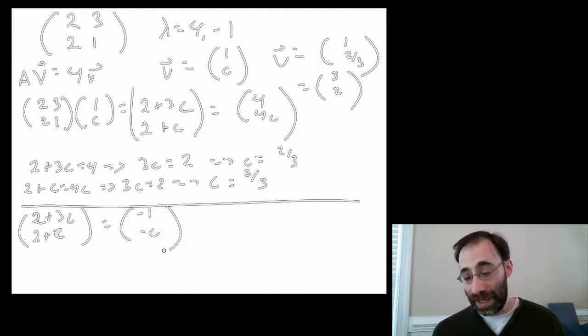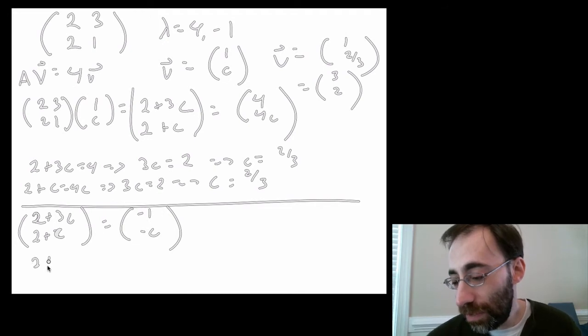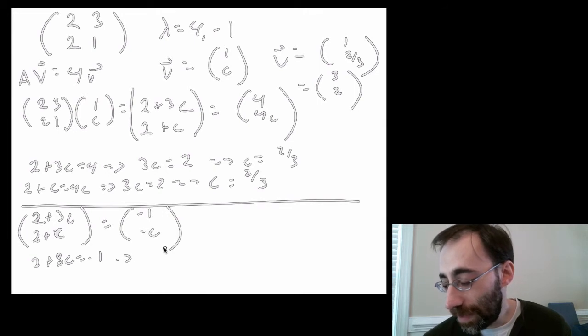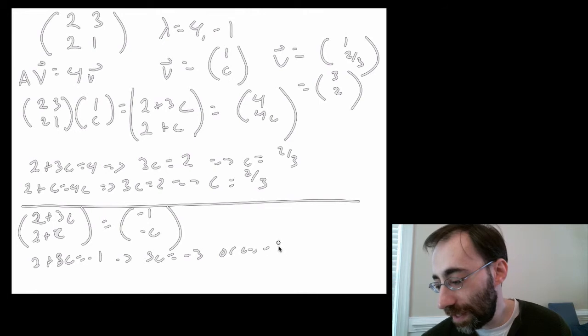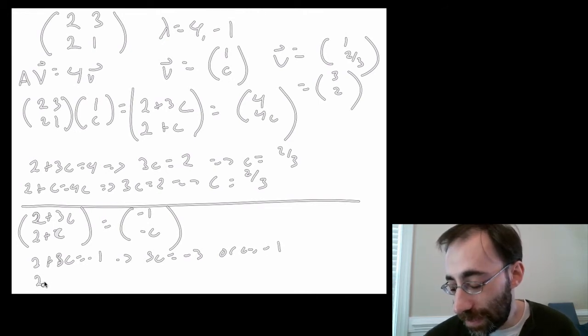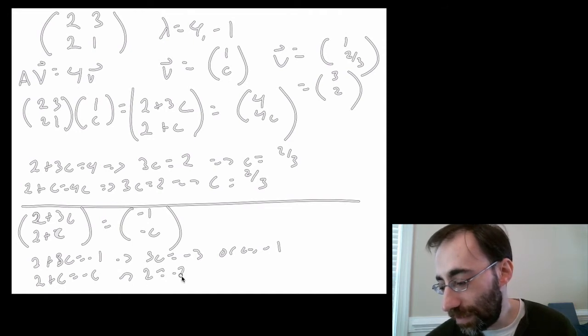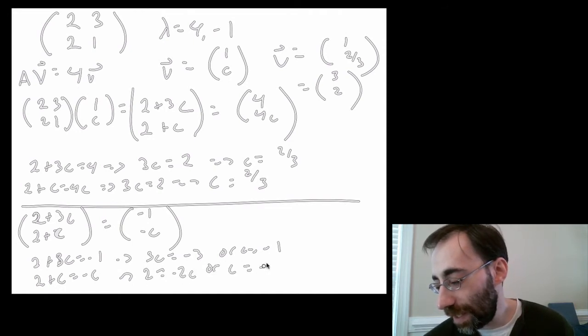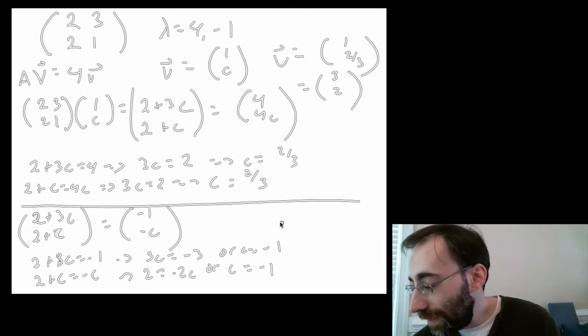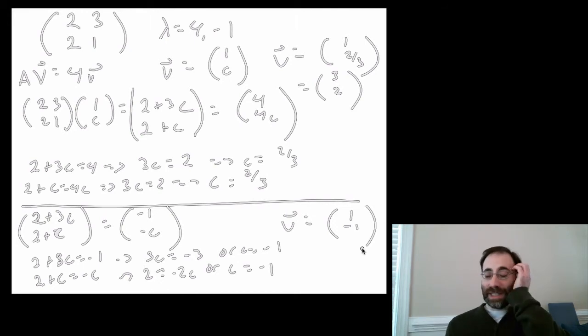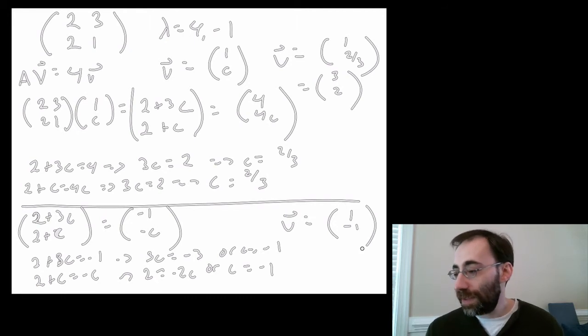Again, we have two equations. They're the same equation. We'll check that. 2 plus 3c equals -1. That implies 3c equals -3, or c equals -1. Second equation, 2 plus c equals -c. That implies 2 equals -2c, or c equals -1. So they both work the same. V now is going to be (1, -1). And that's already nice and whole, so we'll leave it as is. And there you go. There are two eigenvectors corresponding to two eigenvalues.